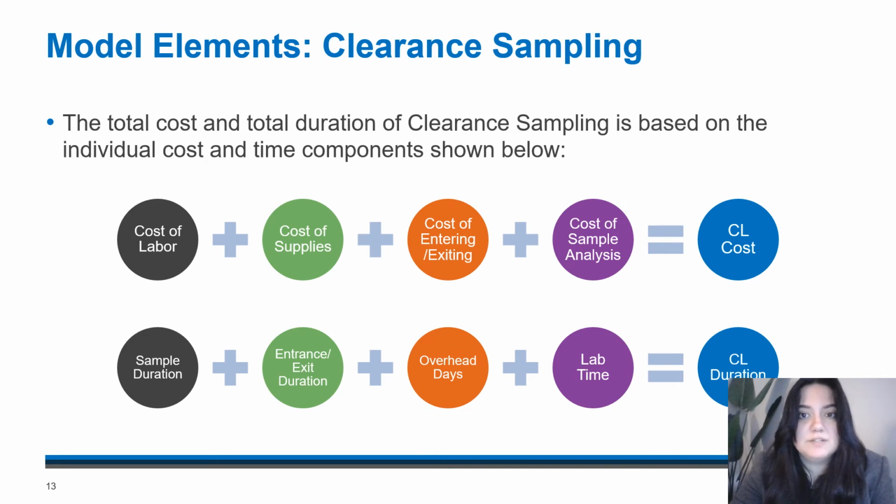The total cost of clearance sampling is based on the cost associated with clearance sampling personnel, the cost of any supplies and rentals required for sampling, the cost associated with personnel entering and exiting the site area, and the cost of analyzing each sample. And the total duration is based on the time required to physically sample the site area after each round of decontamination, the time associated with entering and exiting the site area, any setup and teardown days required for clearance sampling, and then any time that samples spend at external labs for analysis and testing.